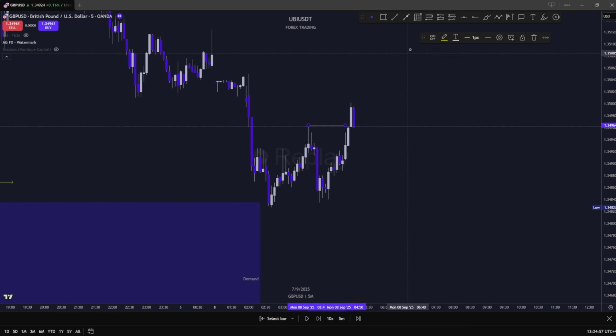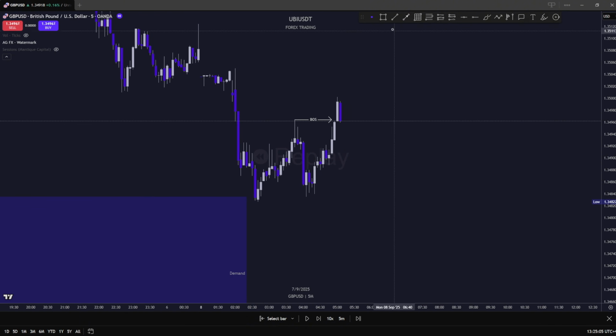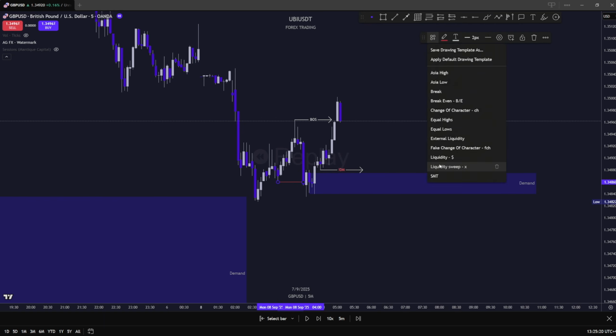Okay, so we have breakout structure right here. We also broke this structure, but as you can see, we don't have nice clear demand zones. That's why I'm not interested. And right here, we have beautiful demand. Okay, so we mark this demand. We also have inducement, and we have imbalance, inefficiency. Okay, FVG, whatever you want to call it, we have everything. And we also swept liquidity right here.